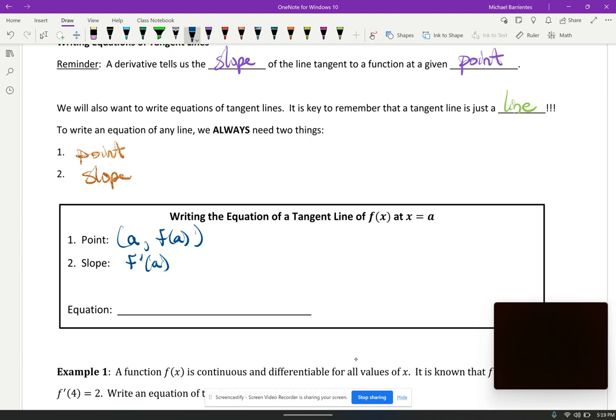So the derivative is the slope of the tangent line, and the slope of the tangent line is found at a specific point. Excuse me. So therefore, I can write the equation this way. Y equals f prime of a, which is the slope, times x minus a, plus f of a.